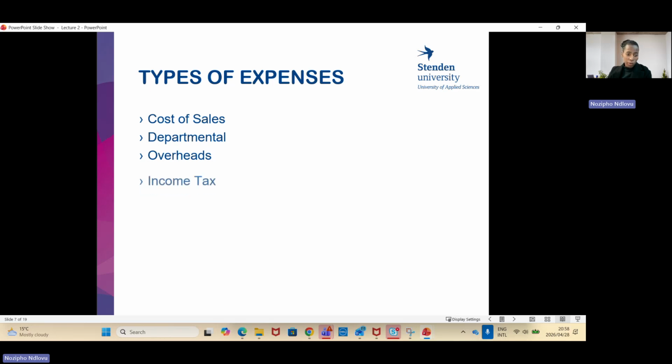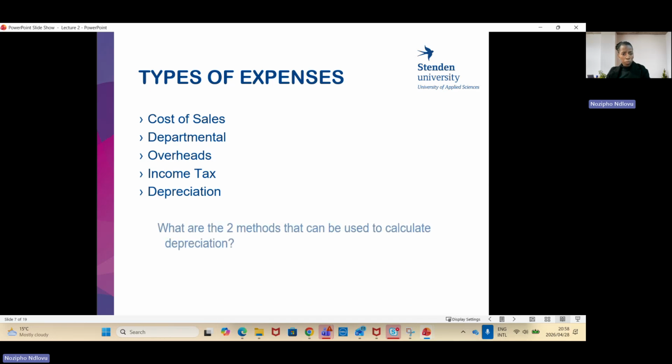You look at the overhead, we're looking at income tax, we're looking at depreciation. Already by this time, you should know what depreciation is. It's a decrease in value of a particular item. It could be a vehicle, it could be anything that probably would lose value over time. What are the two methods that can be used to calculate depreciation? We are going to go a little bit in detail on how to calculate depreciation.